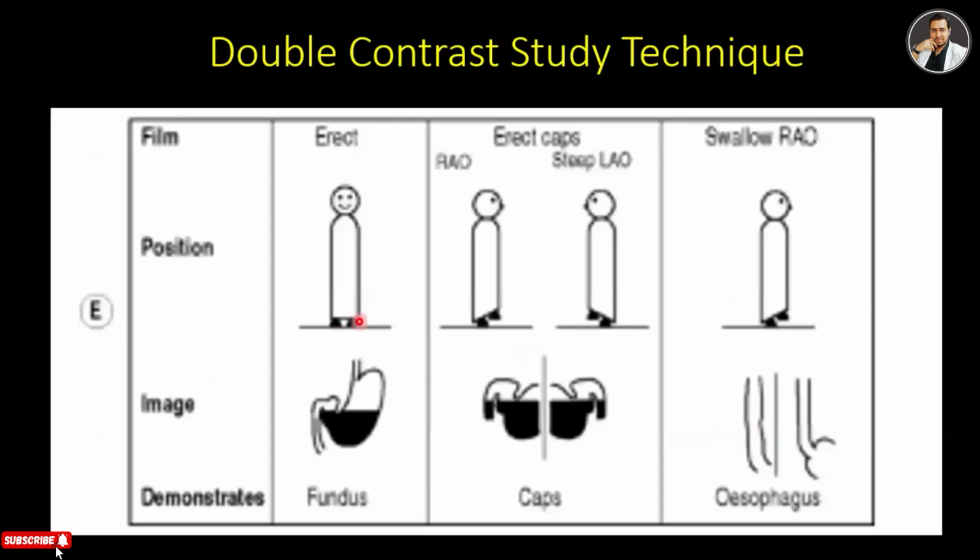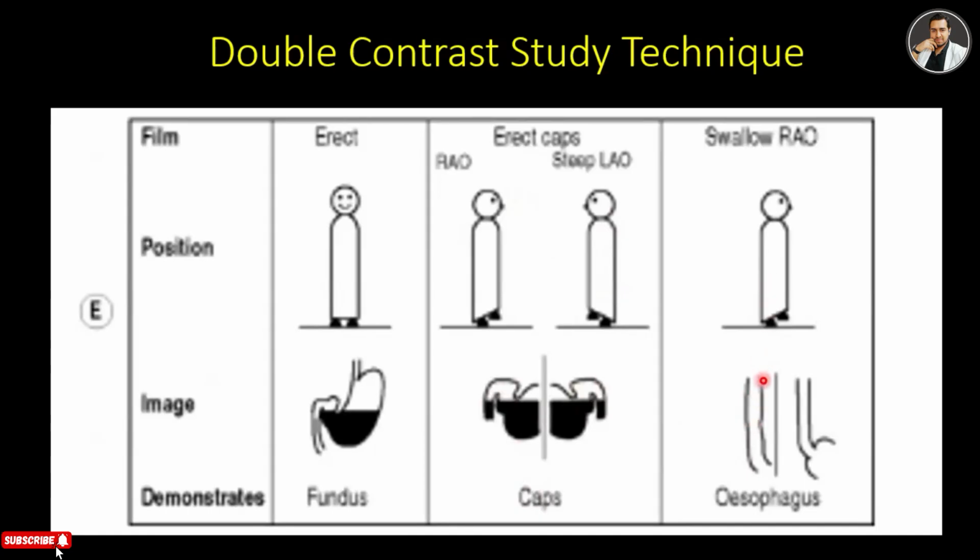And now take the images in erect position. First take an image in erect position in anterior posterior view, AP view, and it will give you an image like this, and it will show the body of the stomach and also the fundus. And now take images in right anterior oblique and left anterior oblique position in erect position, and then the duodenal cap will be visible here.